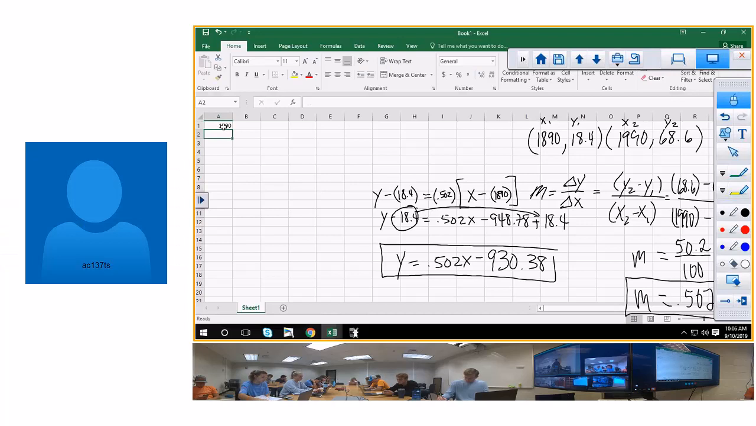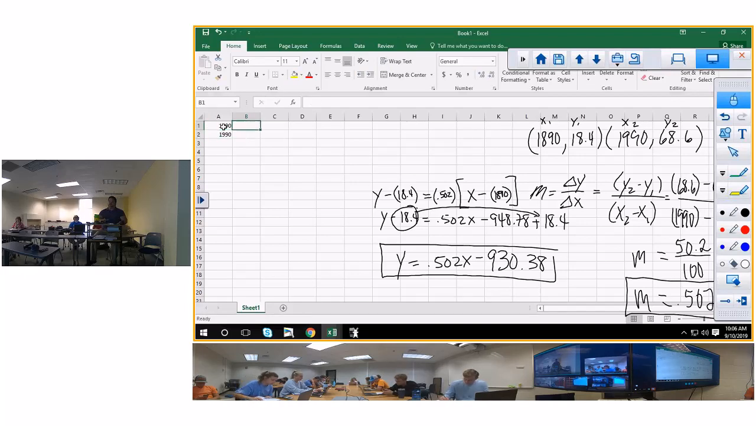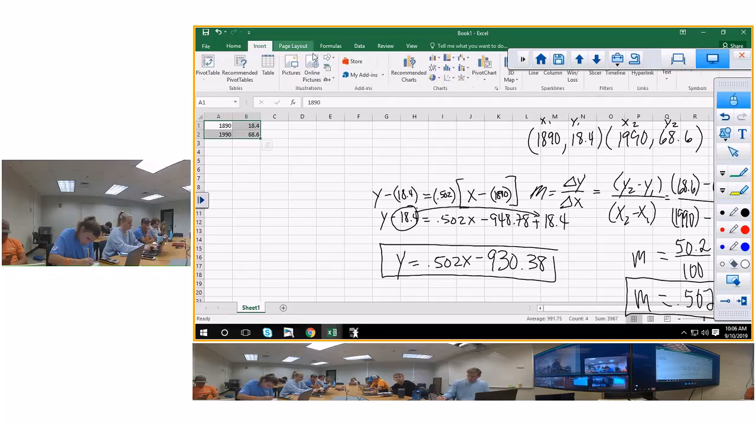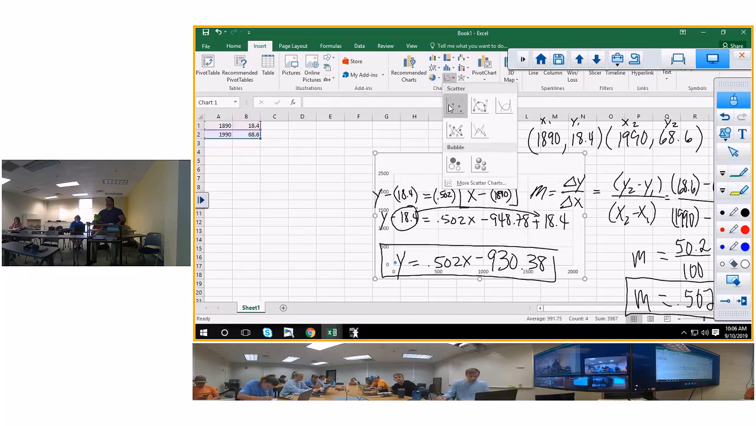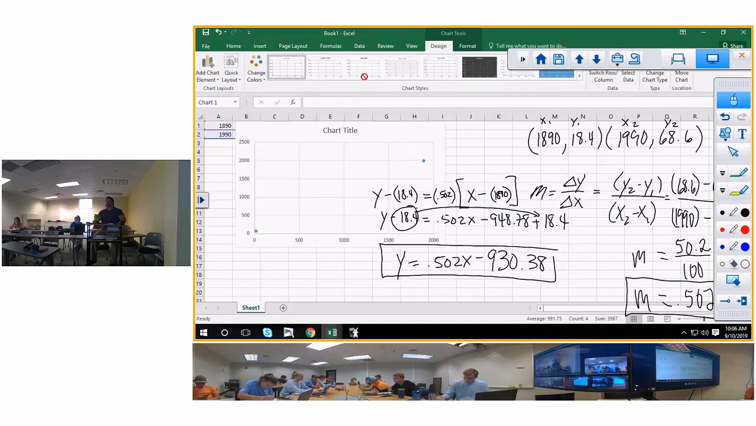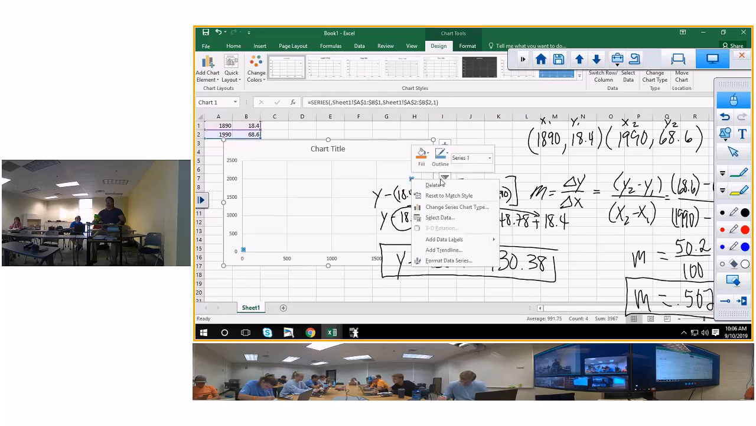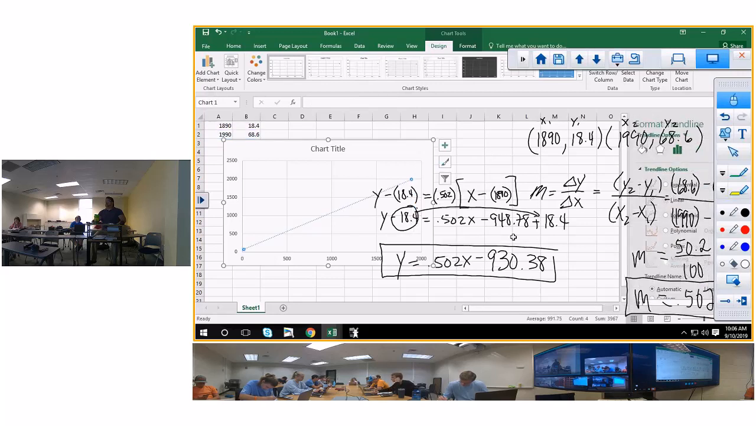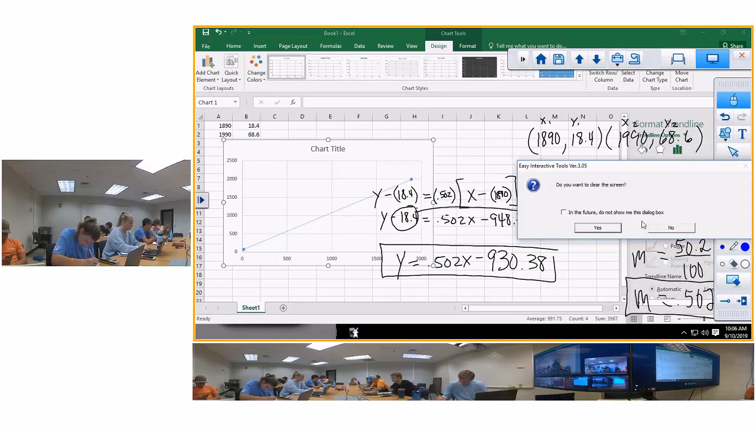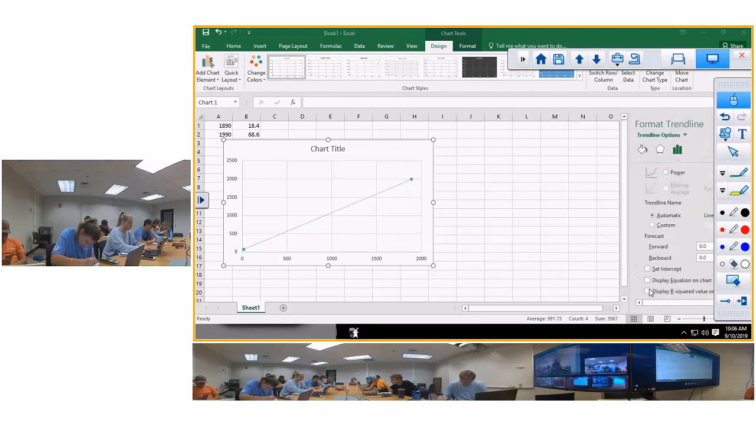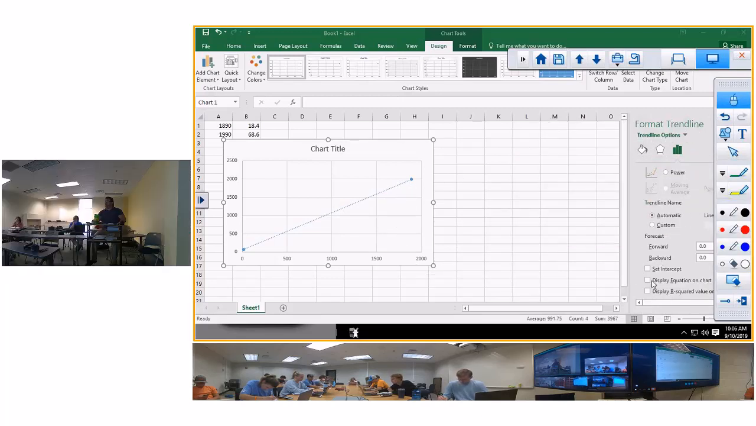1890, 1990. What's the 18.4 and 68.6. Insert. Linear. Add trend line. Where's the trend line? Oh, display equation.